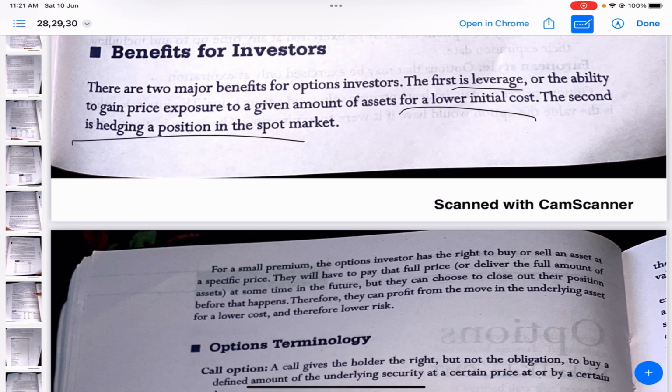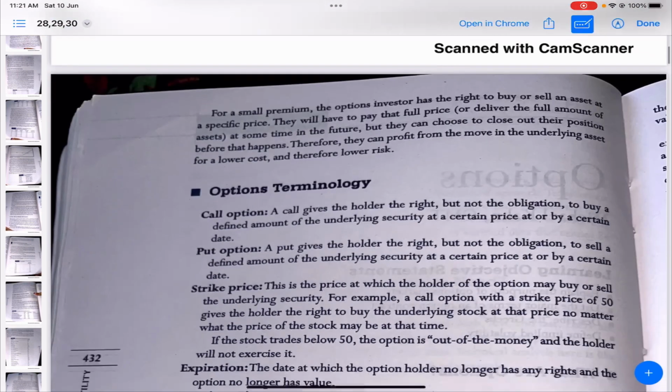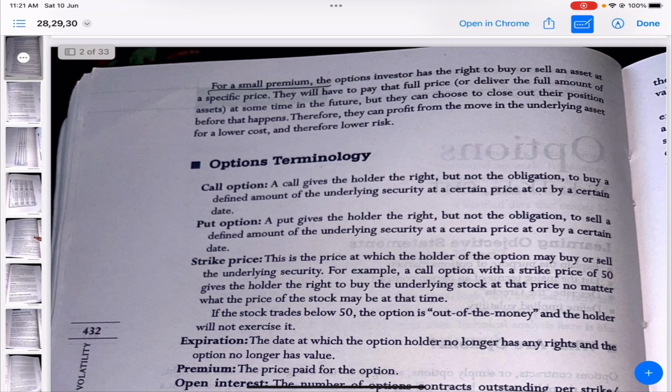The second thing is a hedging position in the spot market. In the futures chapter, I had already explained what hedging is. It's the same thing here. For a small premium. What is premium? Premium is the margin or the price which I have to pay in order to acquire the option. In order to buy the Reliance option, the amount I pay is known as the premium.